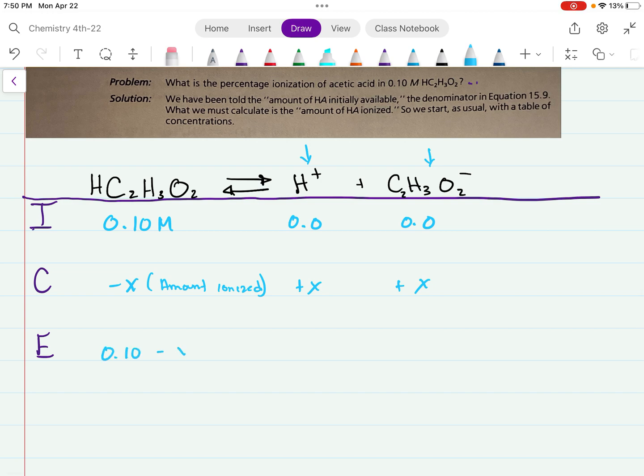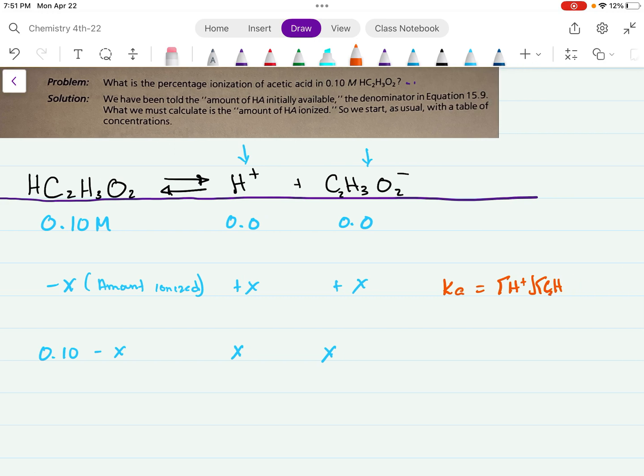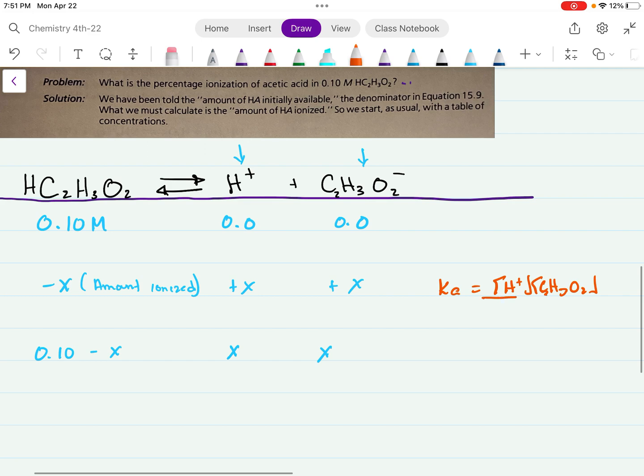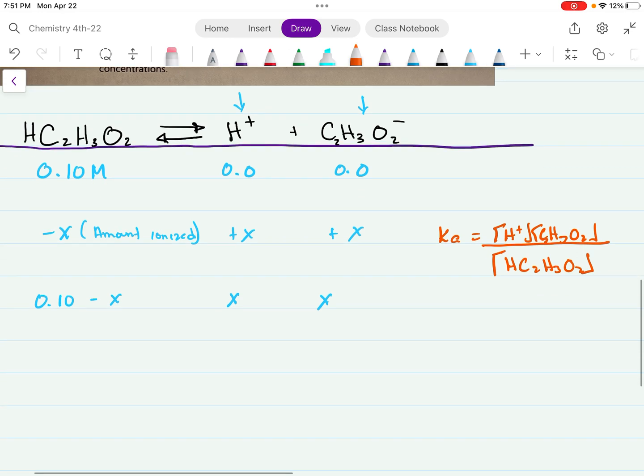0.10 minus X, and then this is going to be X and X. Remember again that the Ka is the same thing. This is H plus, this is CH3CO2 over... Okay. In this situation, we're going to go ahead and neglect that X, and we're going to go ahead and set this up.